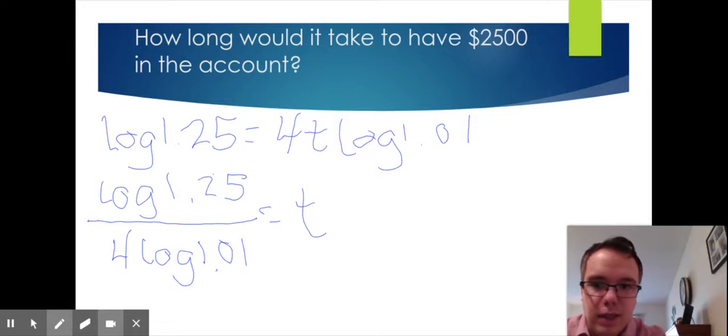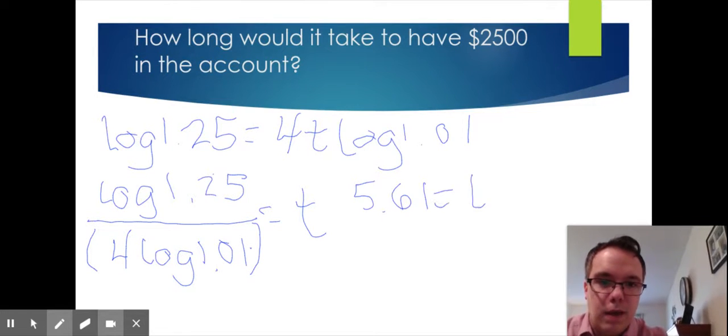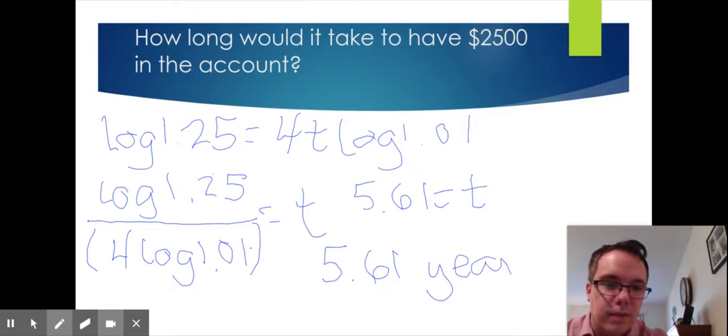When I put that in my calculator, I'm going to make sure to put the bottom in parentheses so that the order of operations is followed. We want to take the log of 1.25 and divide it by that whole thing, not just take the log of 1.25, divide it by 4, and then multiply it by the log of 1.01. We want the log of 1.25 divided by this whole thing. If you put that in your calculator, you will get 5.61. This would not cause an extraneous solution for any reason, because t is the power. So our answer is 5.61 years.